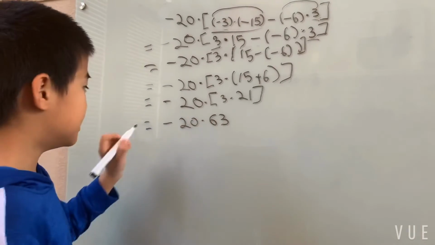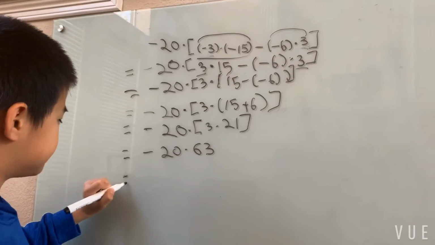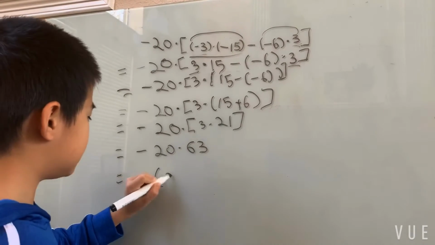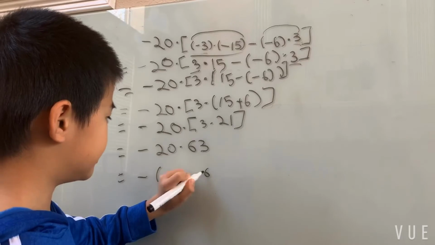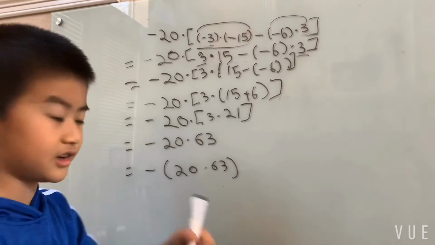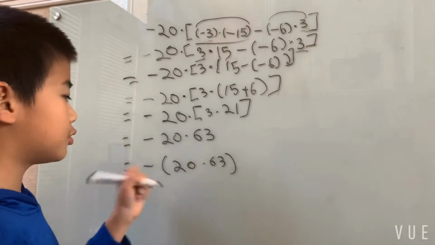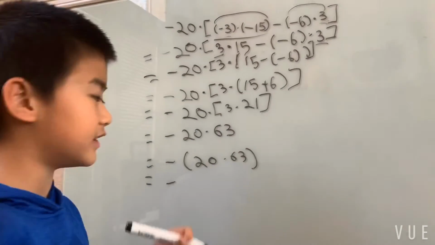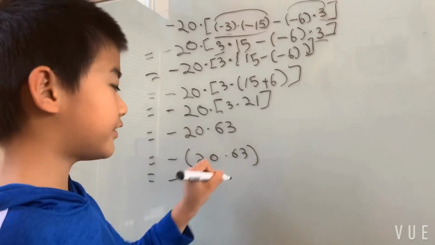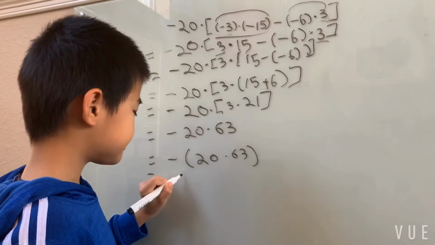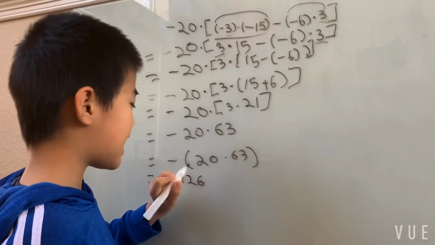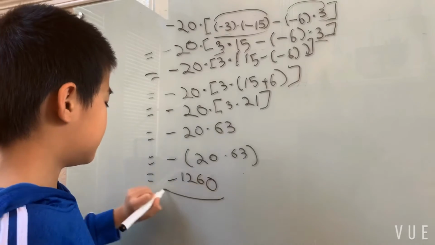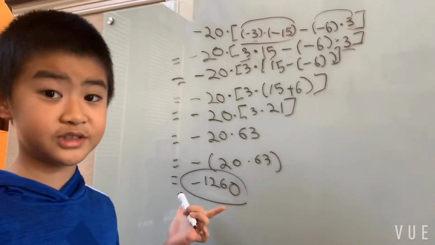Also, I want you to know that I'm just going to write down this extra step: this equation is equal to this, with parentheses here. And now all you have to do is compute 20 times 63, and then we add a negative sign on front. So first of all, 20 times 63, it's 126. We add on the 0, we get -1260.